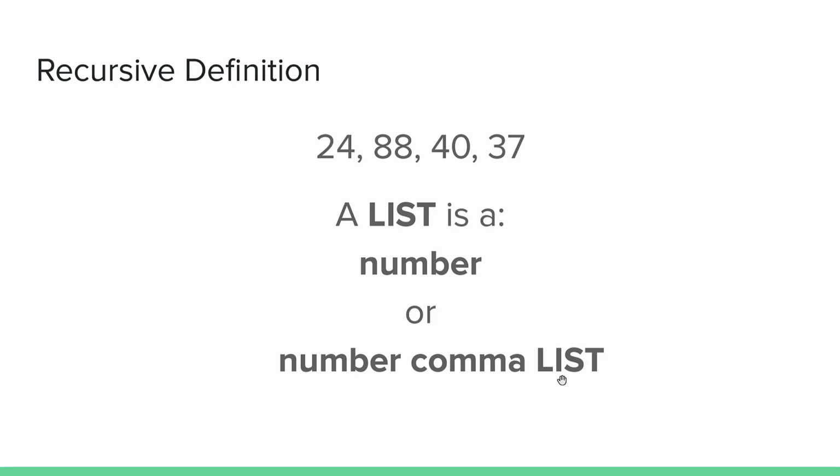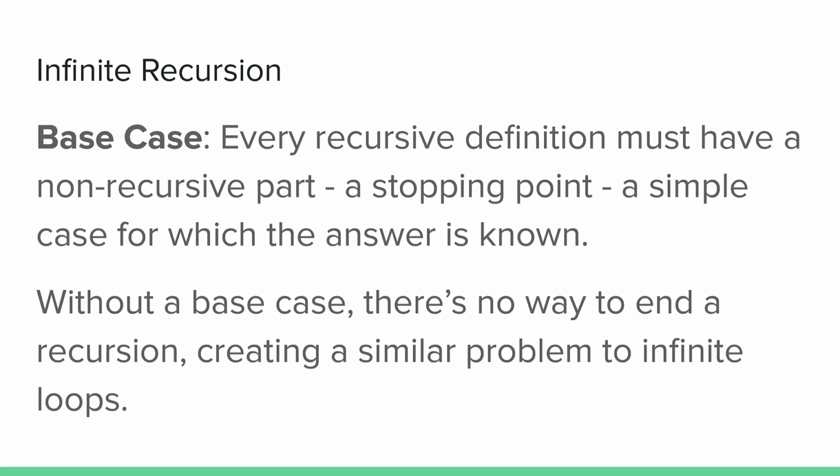But the definition of a list includes itself as part of its definition. This piece down below is referred to as the recursive portion of the recursive definition. So a list is self-referential. Every recursive definition must have at least one non-recursive part, one of those stopping points, those simple cases for which the answer is immediately known. Those are referred to as base cases.